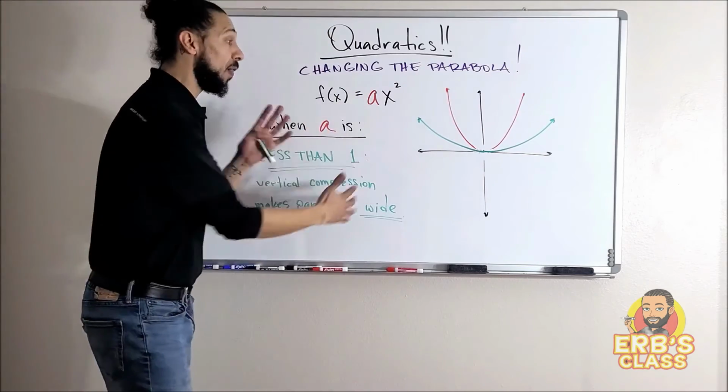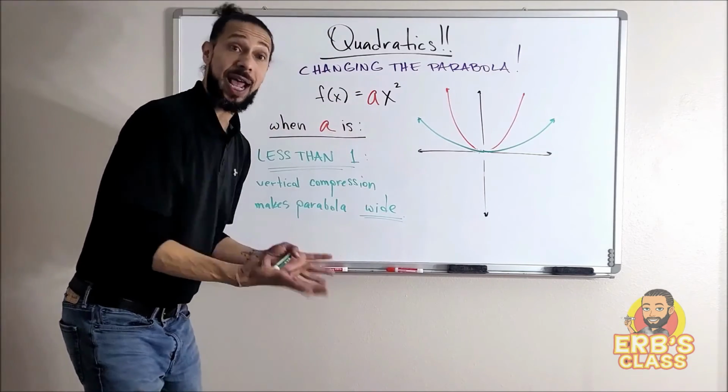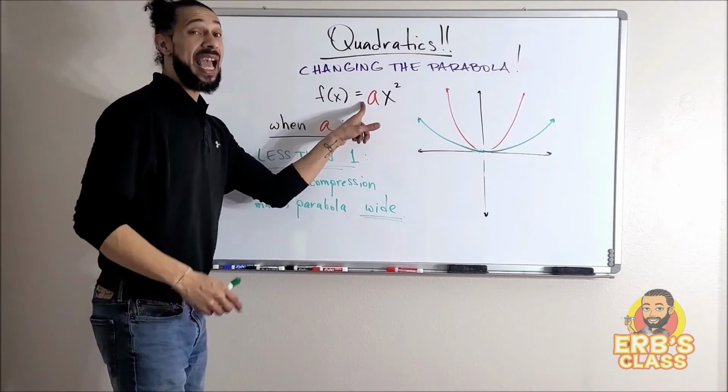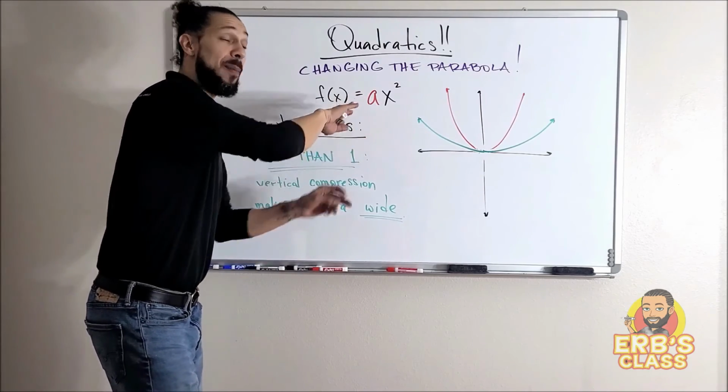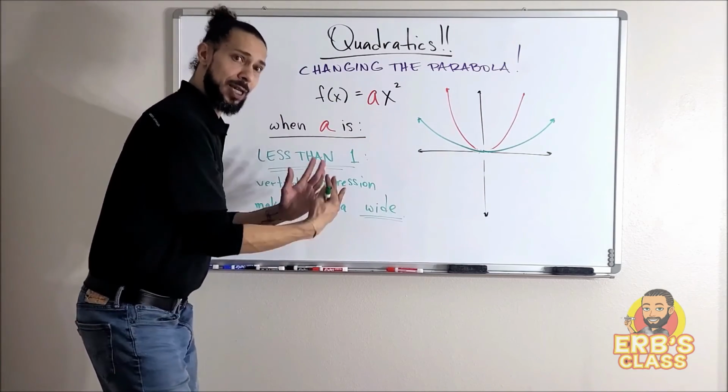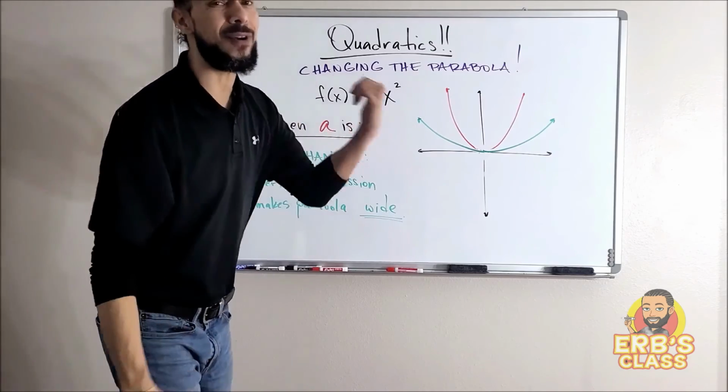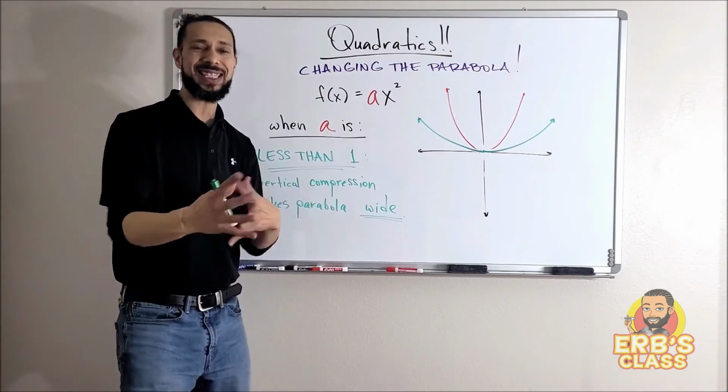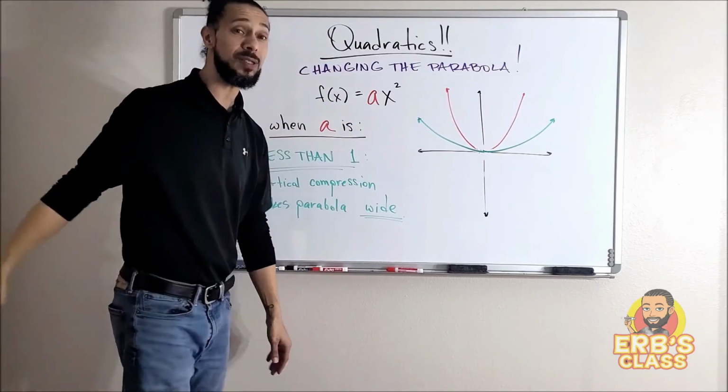So now a combination of things could happen. This could be negative and 2. So that will make it upside down and skinny. So be prepared for a couple of different combinations of negatives and numbers bigger or smaller than 1.